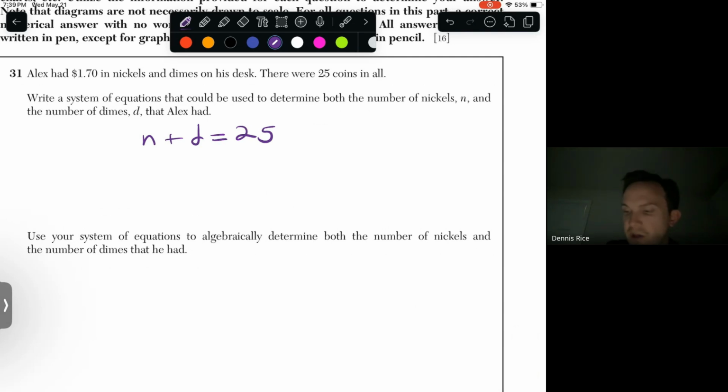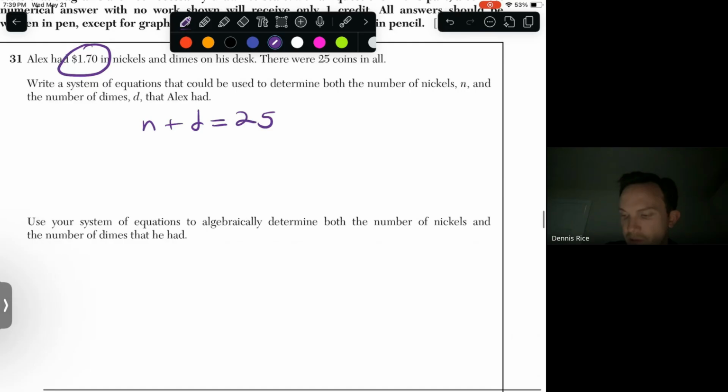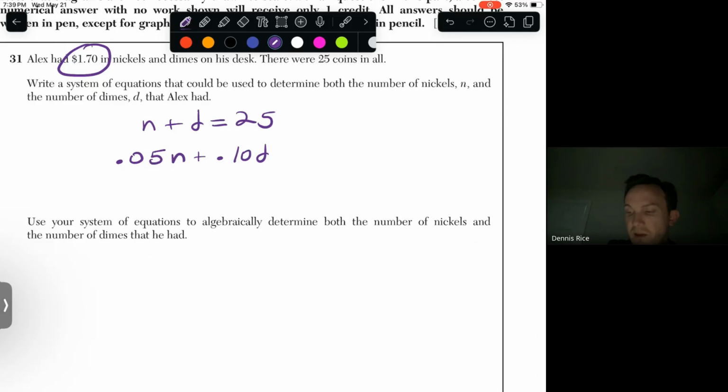Now your second equation is going to be your money equation. So for this, we want to incorporate the value of each coin. Each nickel is 5 cents, 0.05 N, plus each dime is 10 cents, 0.10 D, equals $1.70. Again, this question is incorporating coefficients to act as the price of each value. So if I have 3 nickels, that's 15 cents. I think it makes a lot more sense when you think of it that way. No pun intended. And that's our system. Now, obviously, what's the next part here? We're going to have to solve this.